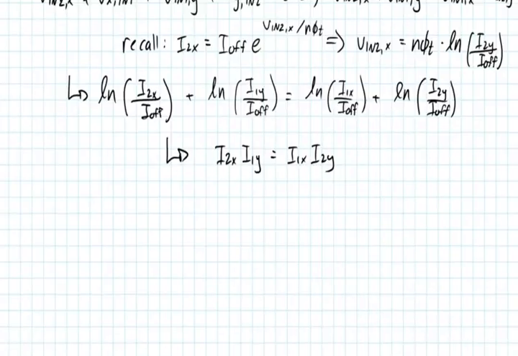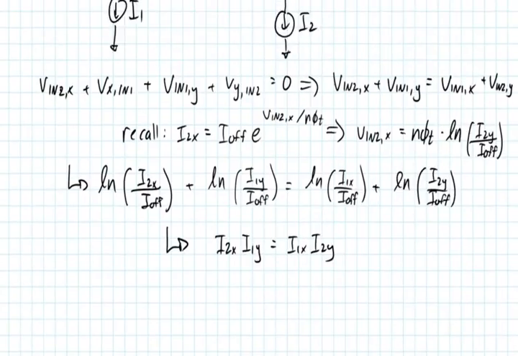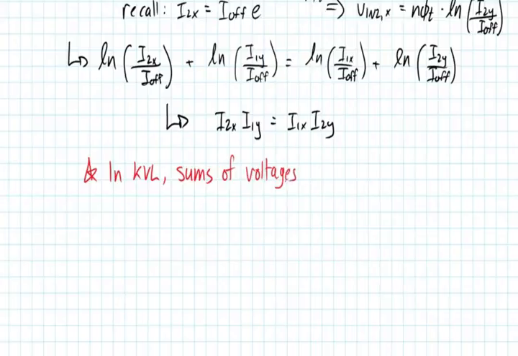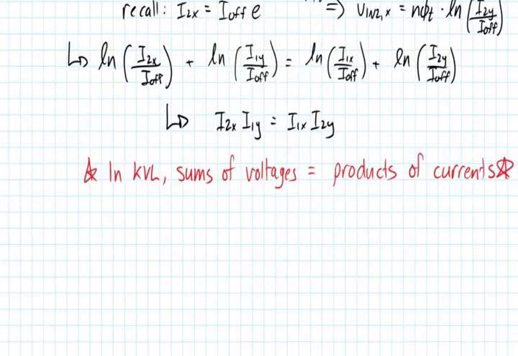Okay, and so what's really interesting is we went from a sum of voltages, and the sum of voltages turns out to equal a product of currents. So in KVL analysis, sums of voltages are equal to products of currents. So that's really neat, actually. And we could just summarize this: sum of voltages is equal to the product of currents.